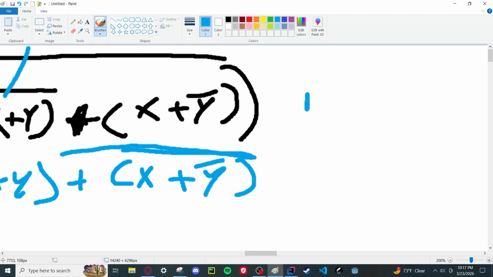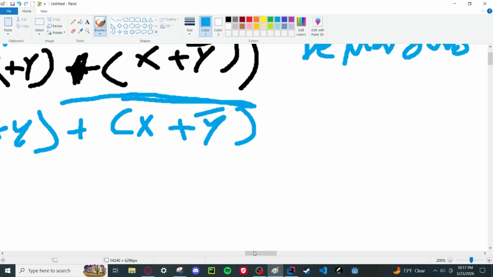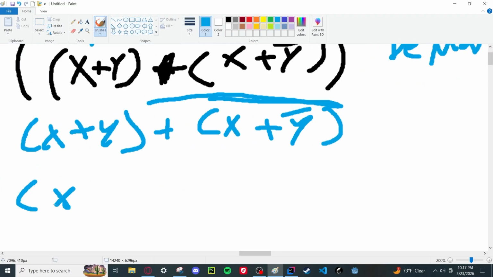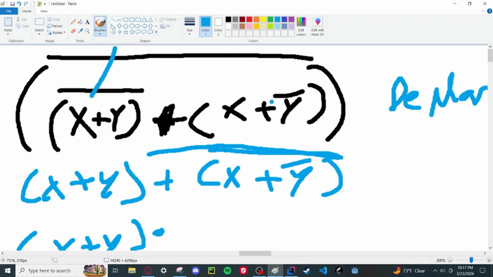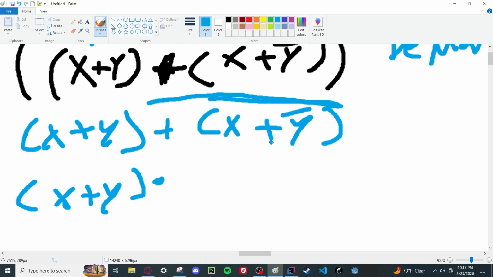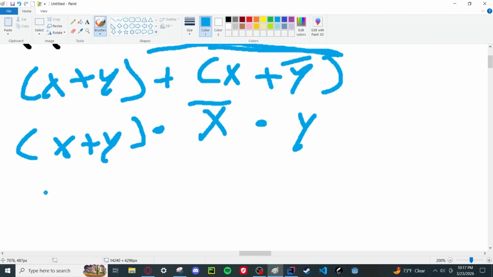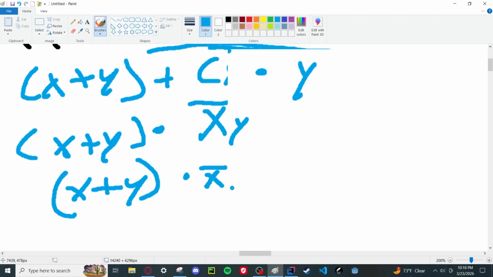Well, here we can use De Morgan's and kind of handle this. So we'd swap the operator, so it becomes times, and then we'd deal with this too. We use De Morgan's for this. So we knot all the variables, that'd be not x, not y, or I guess in this case it would be y, because that's already knotted. And then we swap the or to an and. So now our expression is looking like this: x plus y times x naught y.